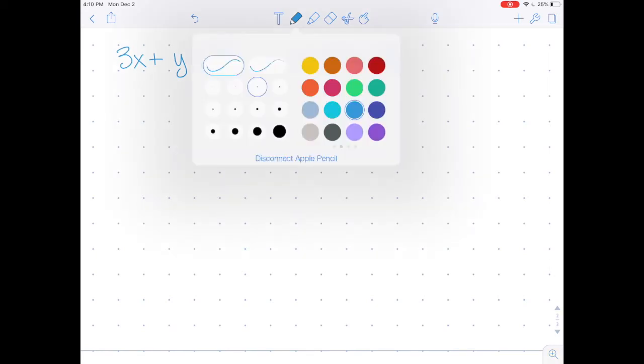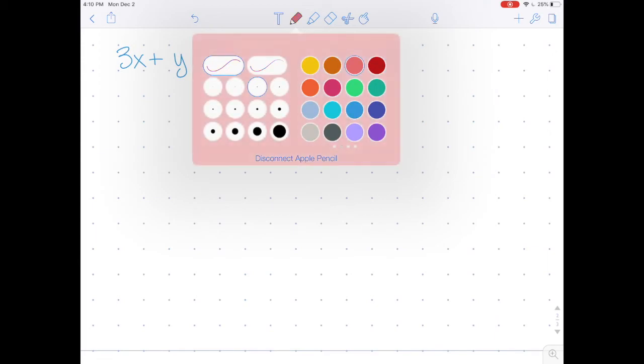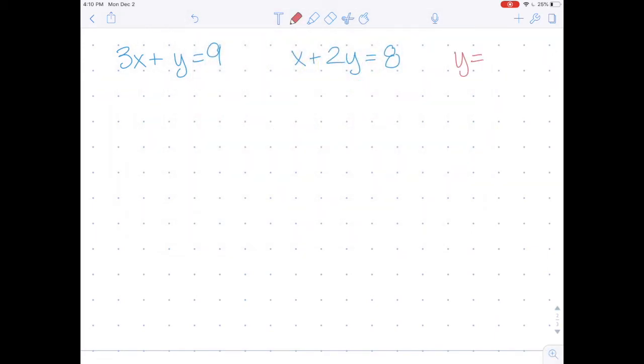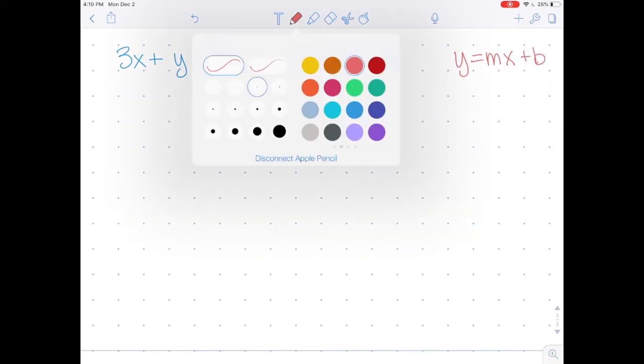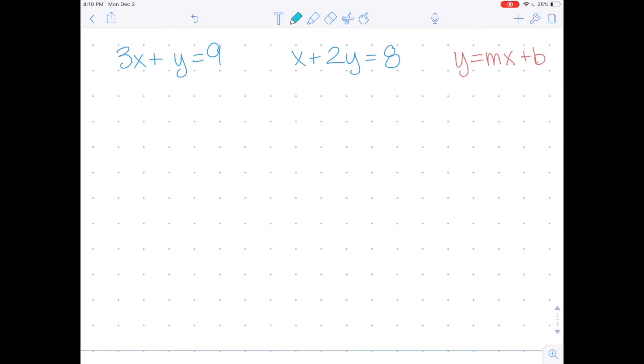We want to figure out what's the solution to this equation, so we want to get this in slope-intercept form. Now, remember, slope-intercept form is y equals mx plus b. So we got to solve for y basically here. So if I want to get y by itself in this first equation, I'm going to subtract the 3x over to the other side. Now, 9 and 3x are not like terms, so we have y equals negative 3x plus 9, because that 9 is positive. Now it's in slope-intercept form.